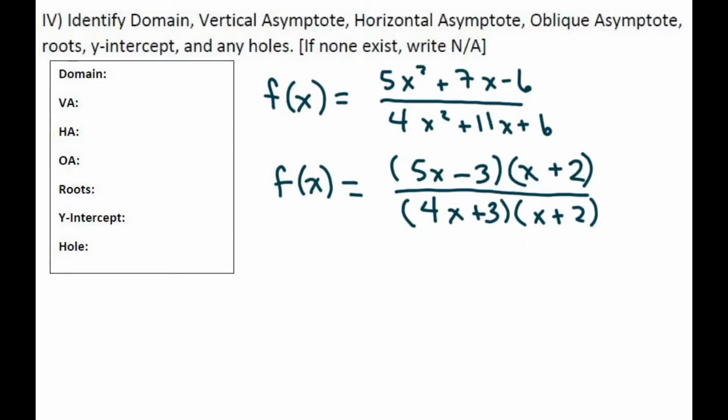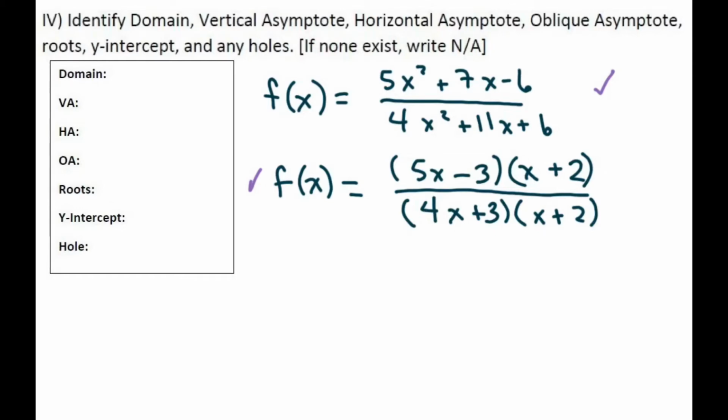Everyone, we're going to identify the domain, vertical, horizontal, and oblique asymptotes, roots, which is your x-intercepts, your y-intercepts, and any holes. If none exist, we're going to write NA. So I went ahead and took the liberty of factoring this. Anytime you see something that you can factor, go ahead and factor it, and we'll use both equations.